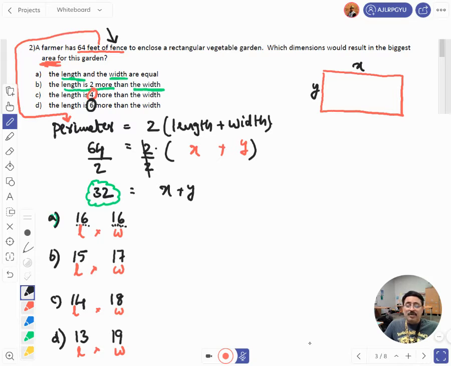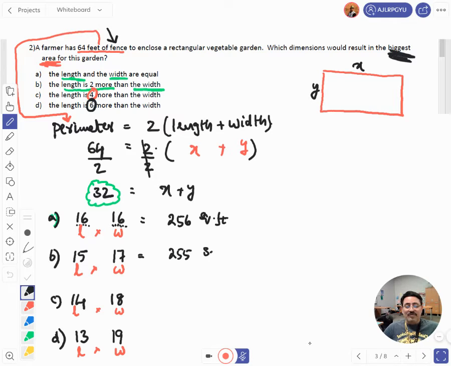Now what is 16 times 16? Let me multiply here. 16 times 16 gives me 256 square units because it's area. Also, it is going to be square feet. And next, 15 times 17. 15 times 17 is 255. Oh, we are looking for the biggest area.